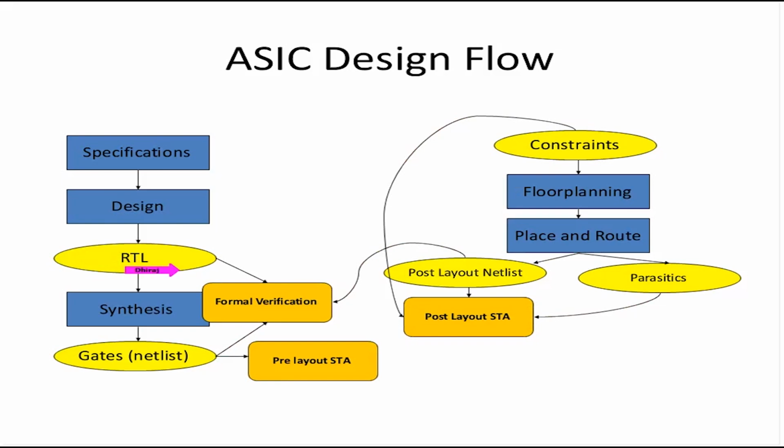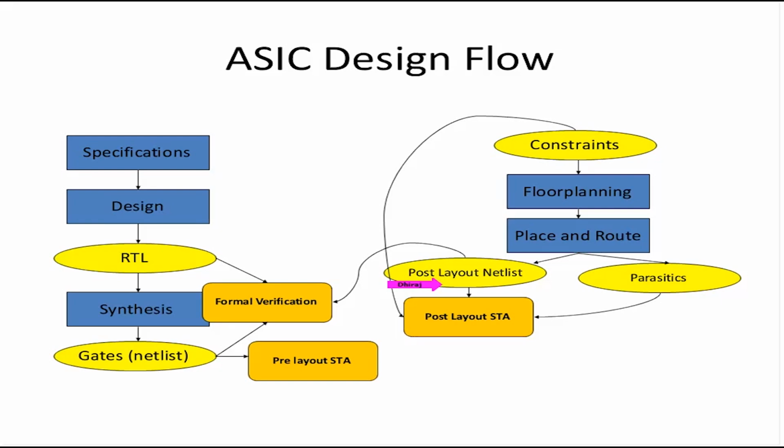The typical flow is RTL versus pre-layout netlist. This netlist after synthesis we'll call the pre-layout netlist. So first, RTL versus pre-layout netlist. Second step is pre-layout netlist versus post-layout netlist. Now this is the functionality part.